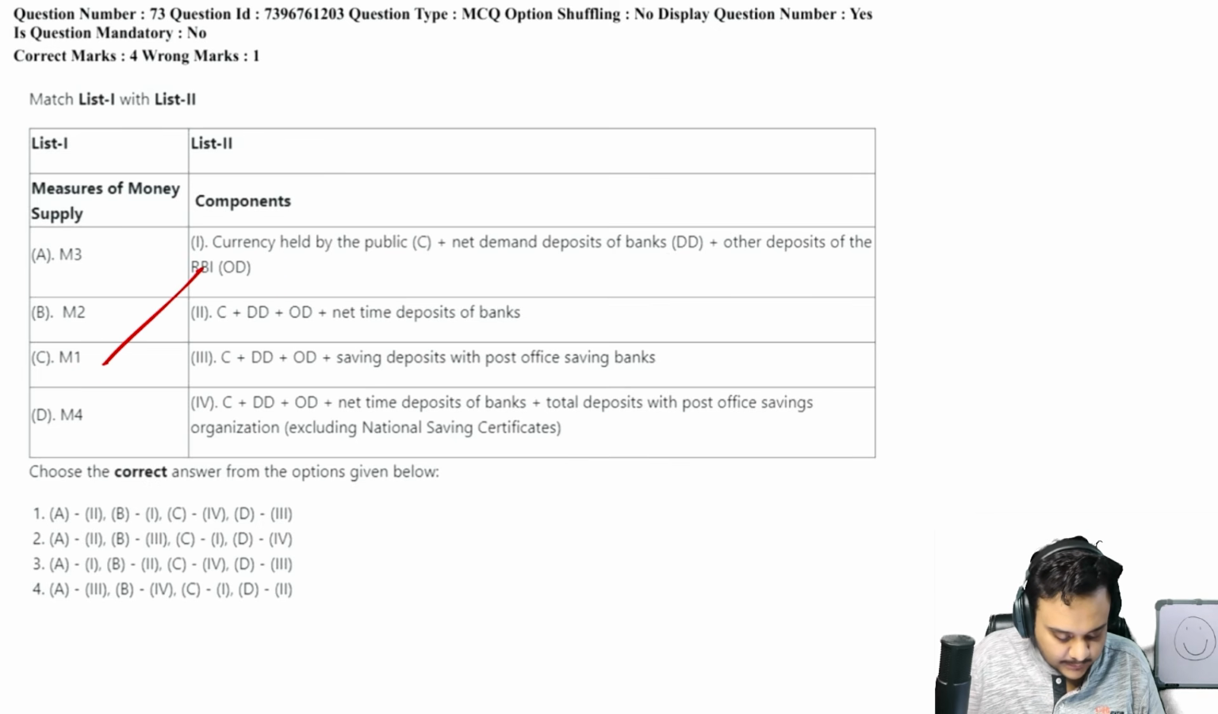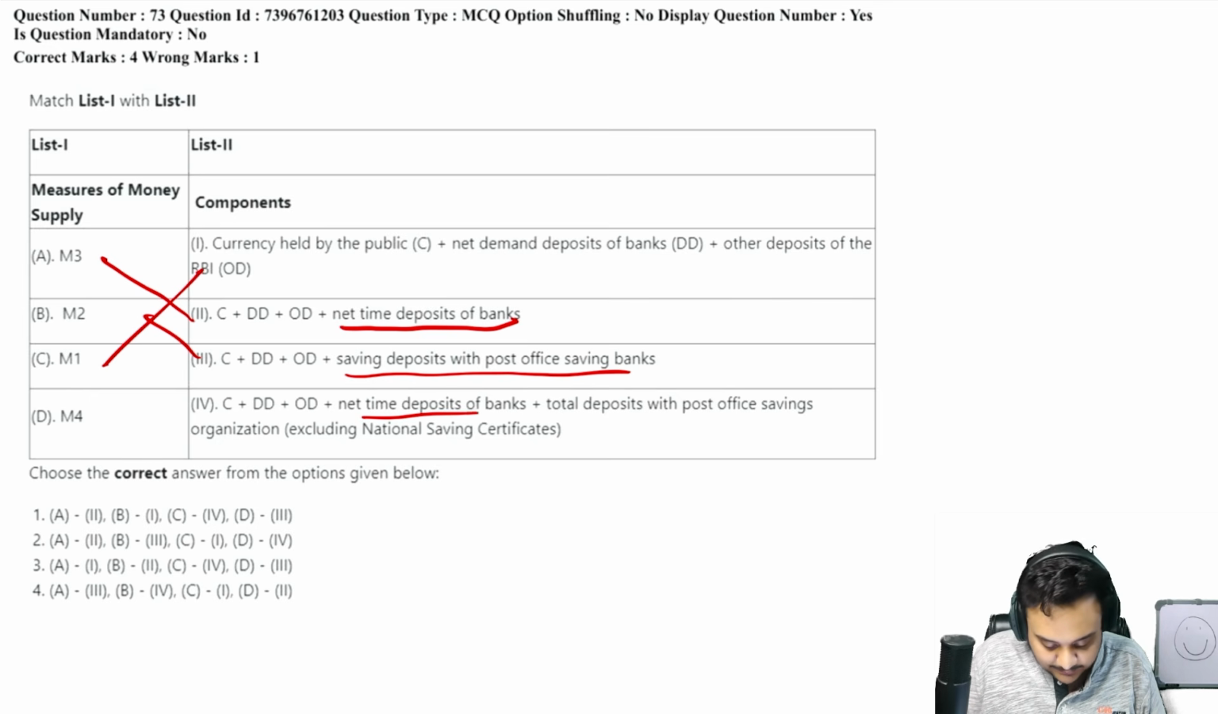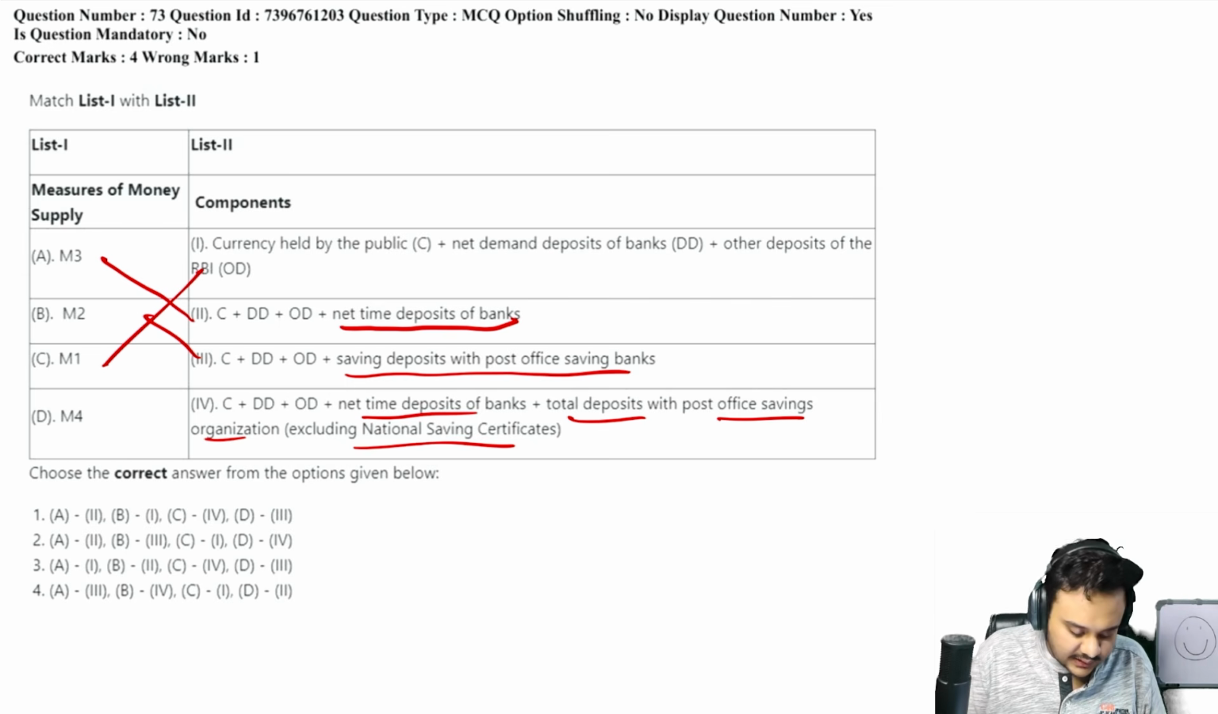It is the most liquid. Then M2, what you already had plus saving deposits with post office savings banks. So B is 3. If you just change that with net time deposits, that will become M3. And the least liquid, which is net time deposits plus total deposits with post office savings organization excluding national, will just be M4. So that is why your answer is going to be B, right? A2, B3, C1 and D4.